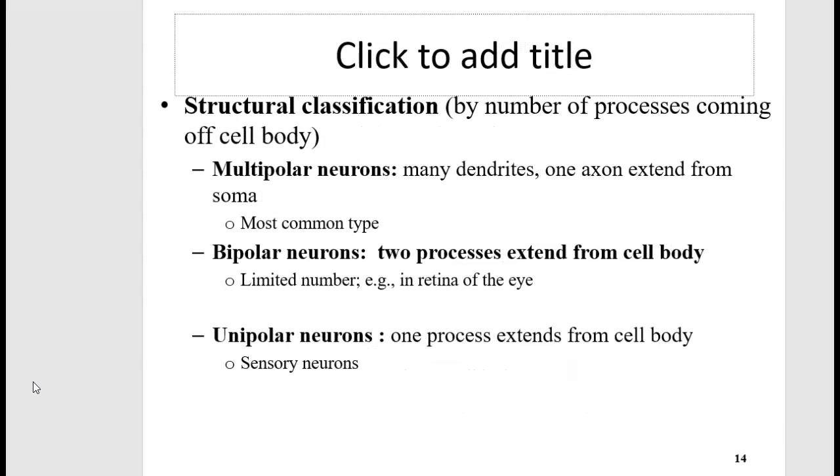Neurons can be classified structurally based on the number of processes that exit out of the cell body. So we looked at this in lab. If there are many dendrites and an axon, then you have more than two processes extending from the cell body. This is the most common type, and we call that a multipolar neuron. Bipolar neurons have two processes extending from the cell body. An example of this would be in the retina of the eye. Unipolar neurons have one process that extends from the cell body. An example of this would be sensory neurons.